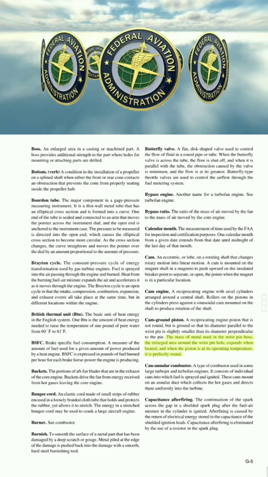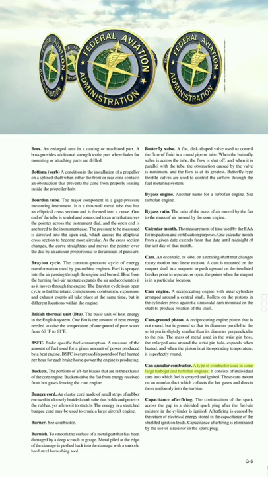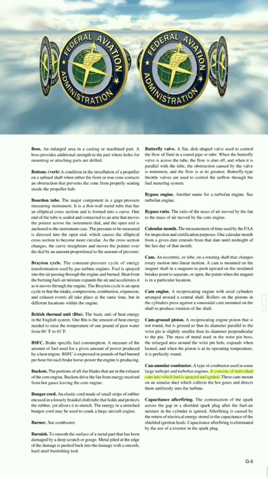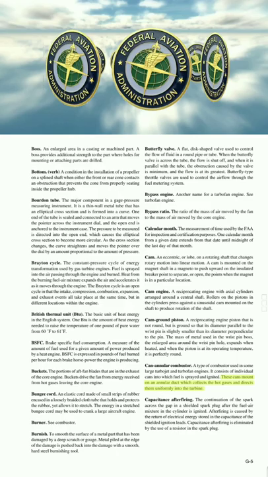Can annular combustor, a type of combustor used in some large turbojet and turbofan engines. It consists of individual cans into which fuel is sprayed and ignited. These cans mount on an annular duct which collects the hot gases and directs them uniformly into the turbine.